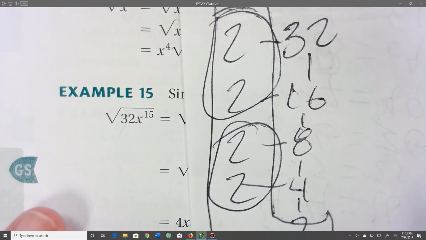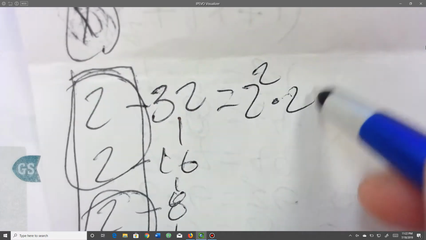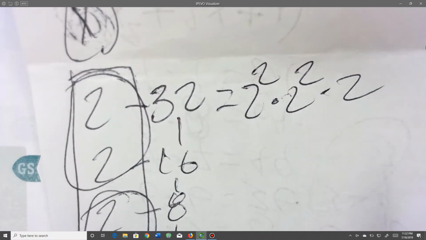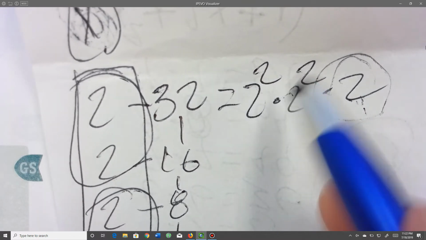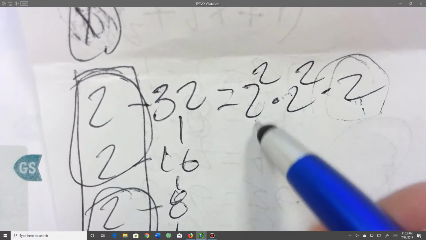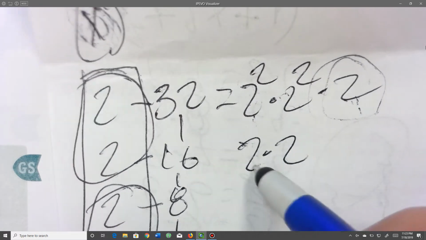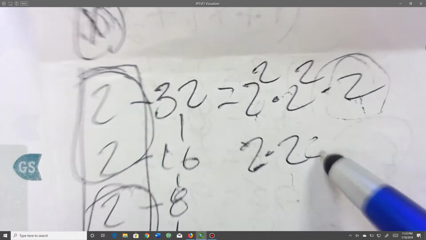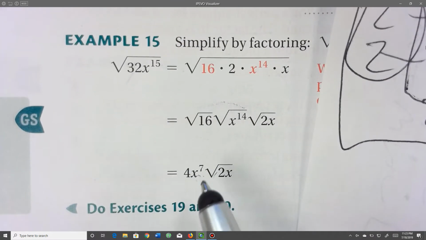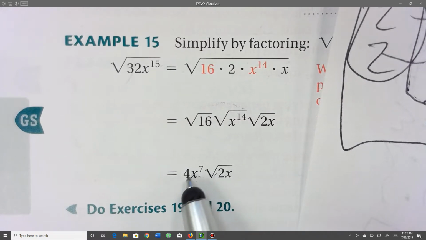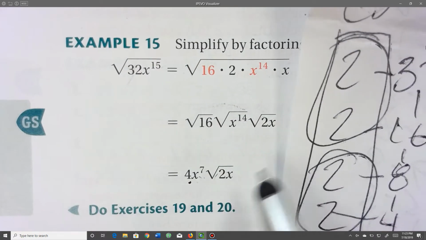Group them in 2's. I can rewrite that as 2 squared times 2 squared times 2. Notice that I have a remainder there. That's going to stay inside the radical sign. Bring out this 2 to the power 2 outside by multiplying 2 times 2. 2 times 2 is 4. So that 4 should go outside the radical sign. And that remainder, the 2 that remains there, stays inside.